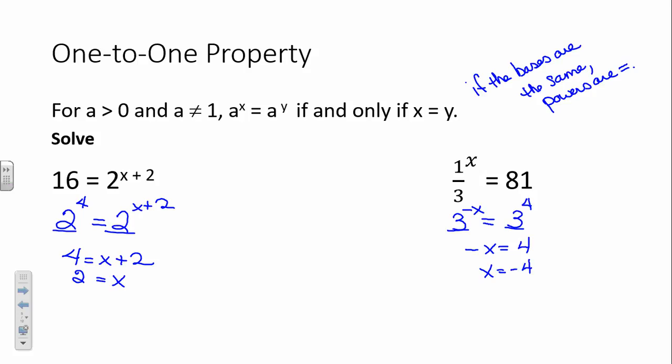Exactly. Okay? Because 1/3 to the negative 4 power means we're going to make it up to the top now, 3 to the 4th power. Make sense? Okay, good. Next one.